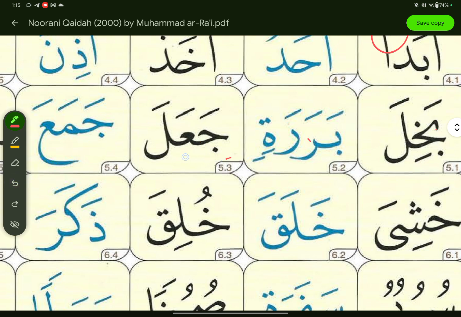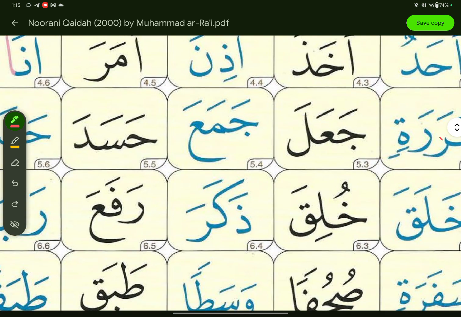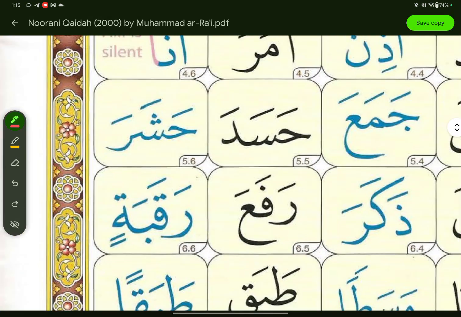So ja, a, la, ja'ala, right? Ja'ala, which means to make something. It means he made. All right. This one here, another word you guys are probably familiar with. There's jim with a fatha, ja, then mim, ma, and then ain, a, jama'a, right? Jama'a means to gather something. He gathered something. Past tense, right?